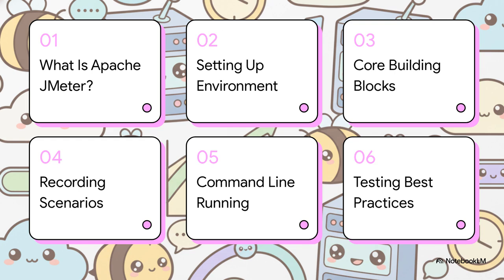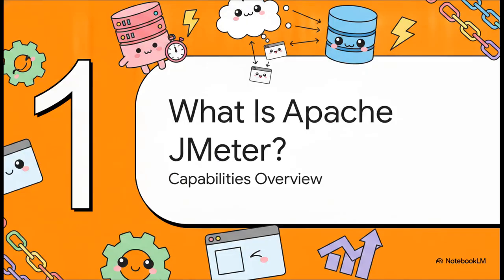All right, so here's a quick look at our agenda for this explainer. First, what is Apache JMeter? Second, setting up your environment. Third, the core building blocks. Fourth, recording real-world scenarios. Fifth, running from the command line. And finally, number 6, some essential testing best practices. Let's dive in.